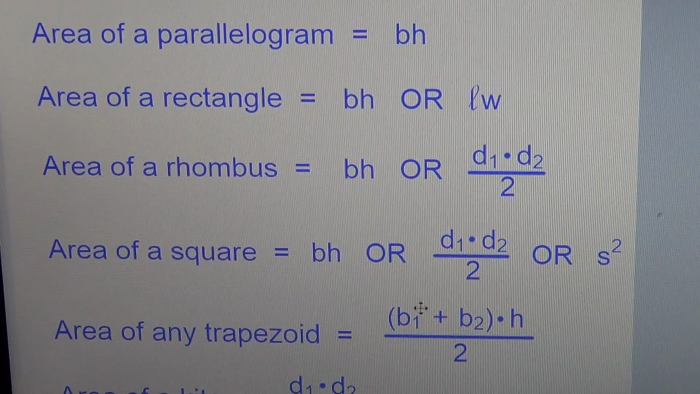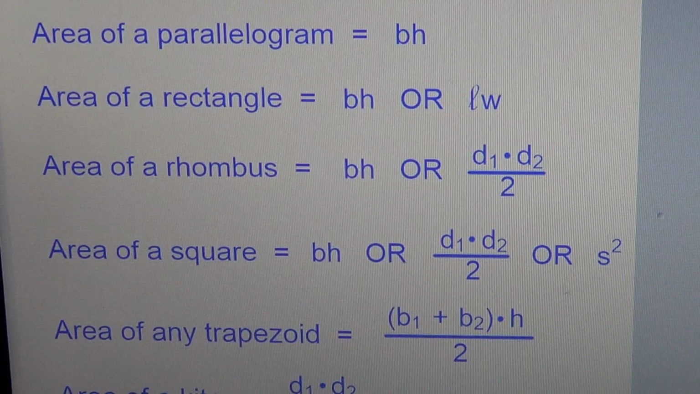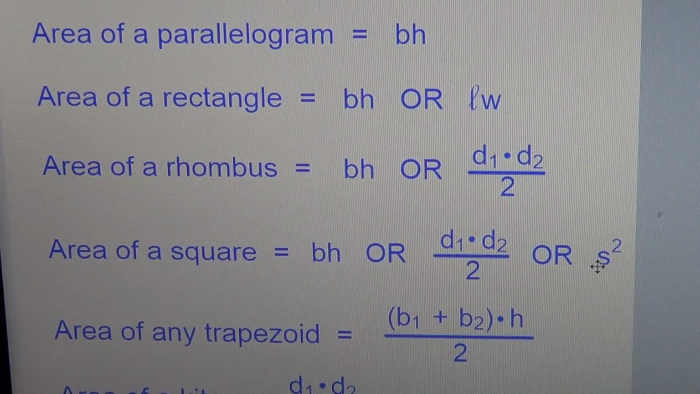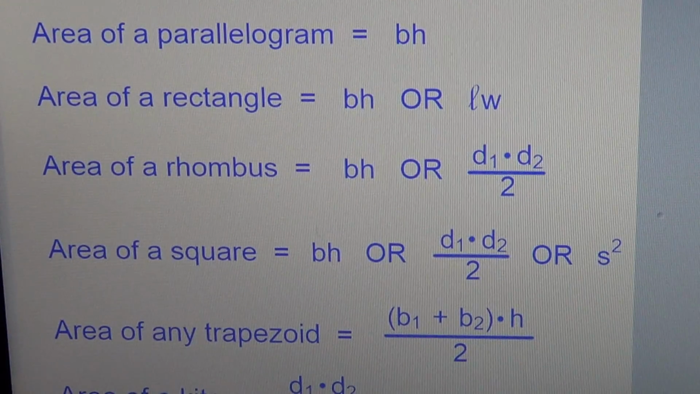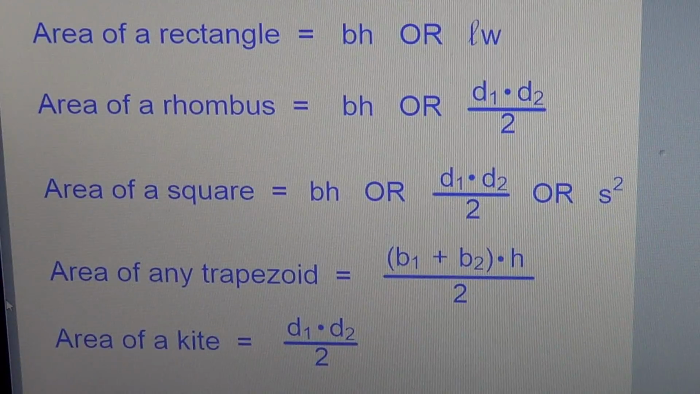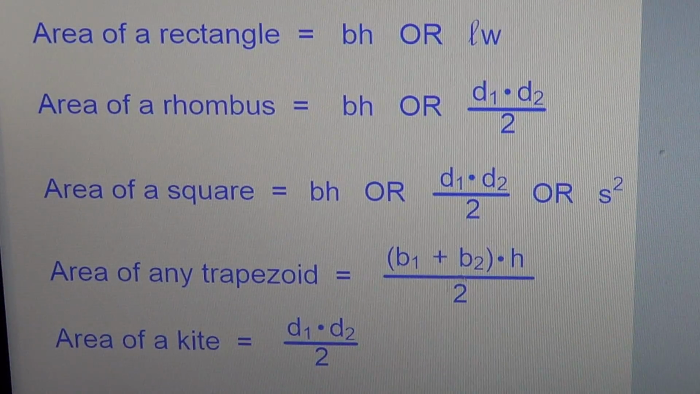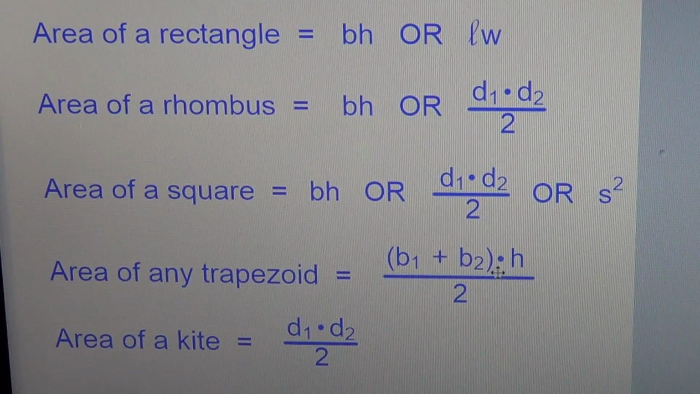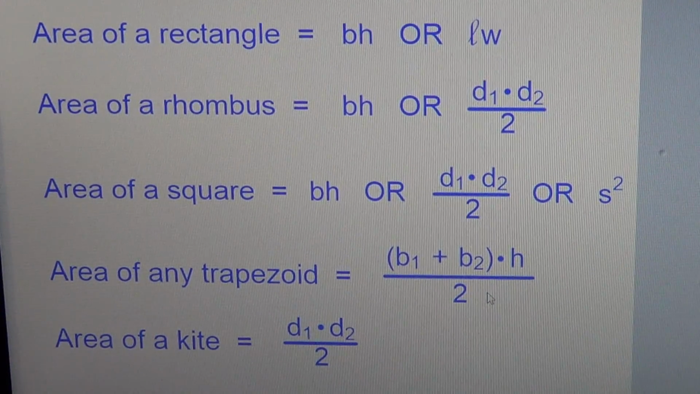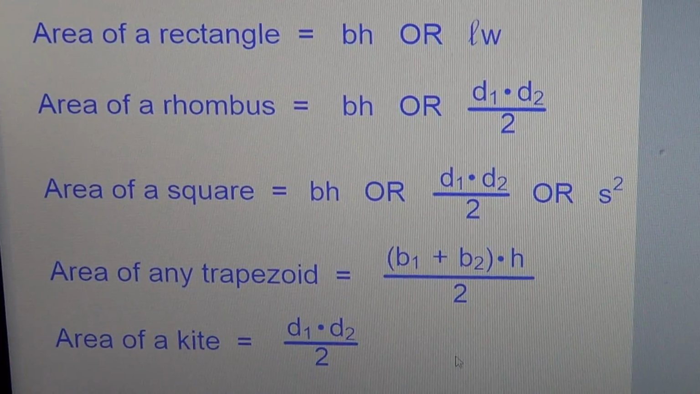Area of a square, base times height, or D1 times D2 over 2, or you can use side squared. And really, base times height and side squared are the same thing because the sides are equal. I guess we even could have thrown length times width in here. Area of any trapezoid: you add the bases, you multiply by the height, and you divide by 2. And then finally a kite, D1 times D2 over 2.